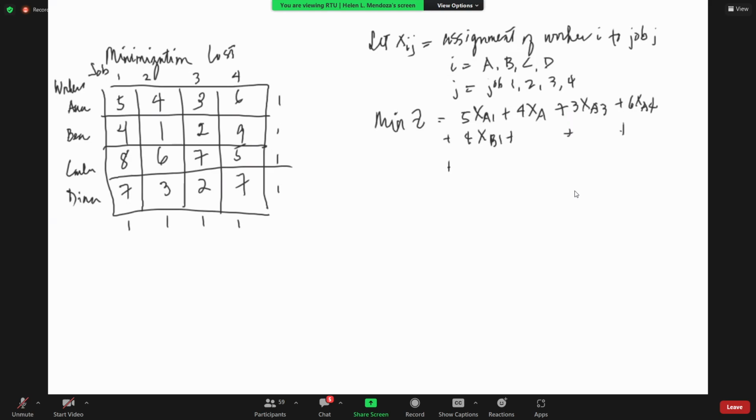Then, dire-diretso pa siya, di ba? Then yung last niya, so we would have 2 XD3 plus 7 Shortcut.